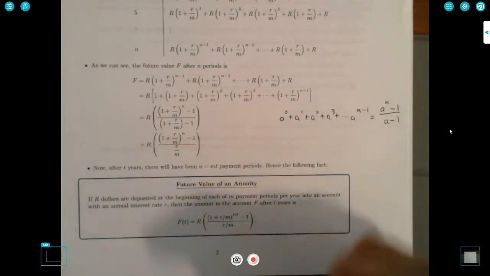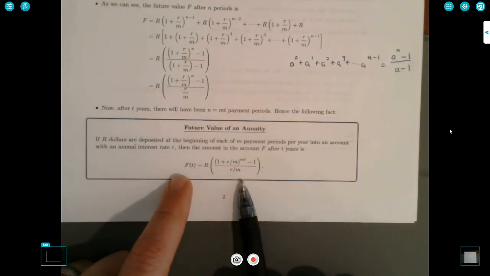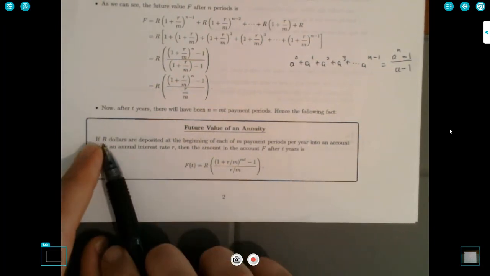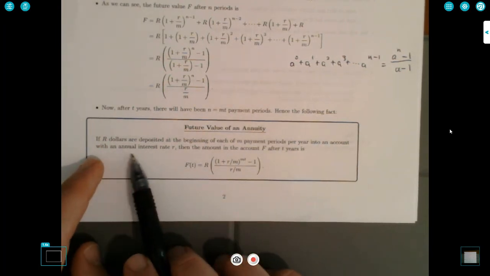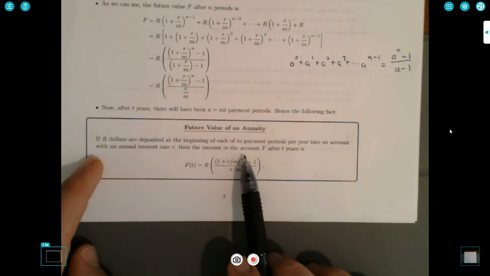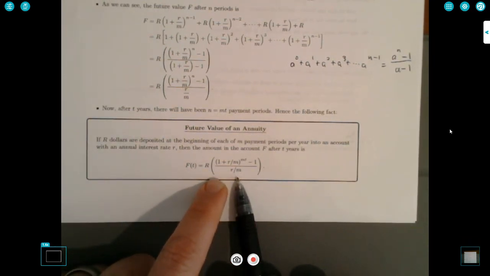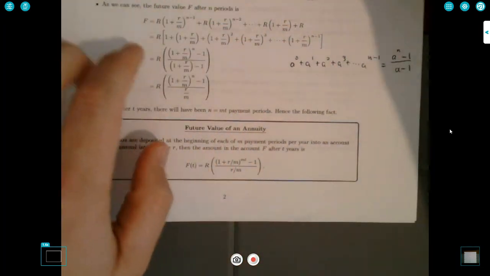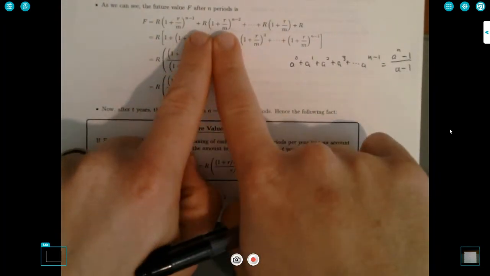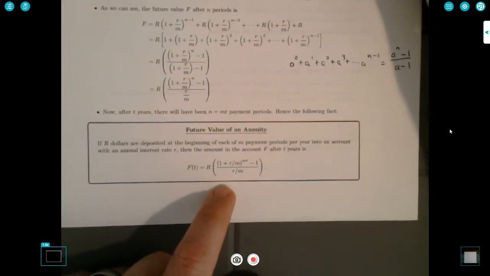So putting that all together, this is the formula for the future value of an annuity. If R dollars are deposited at the beginning of each of m payment periods per year into an account with an annual interest rate r, then the amount in the account, F, after t years is given by this formula here. Which looks complicated, but it's a lot better than this. So let's practice using this thing.